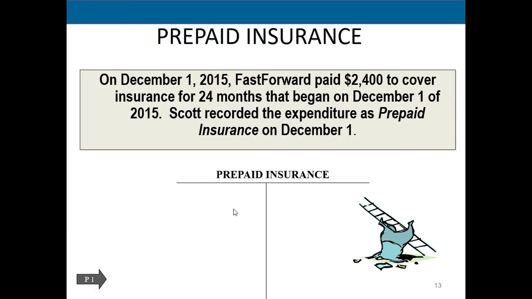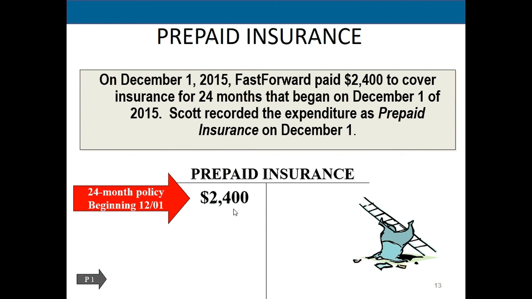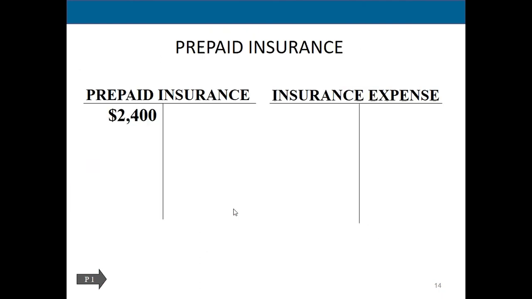Hopefully they're going to show us a full example. Here it is. So December 1, fast forward, same example, pays $2,400 to cover insurance for 24 months that began on December 1 of 2015. Scott recorded the expenditure as a prepaid insurance on December 1. Prepaid anything is an asset account. So what happens? This account is going to get a debit. Likewise, the cash account gets a credit for $2,400. Remember, the accounting equation has to stay in balance, right? So you have a plus and minus in the asset side. So I have to record this $2,400 because the cash left the building, right? So I record $2,400 as a debit to my asset account.